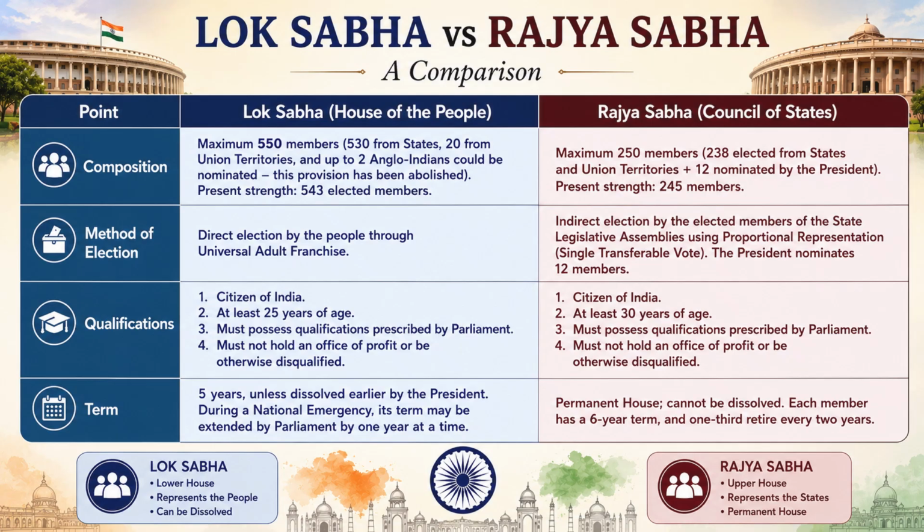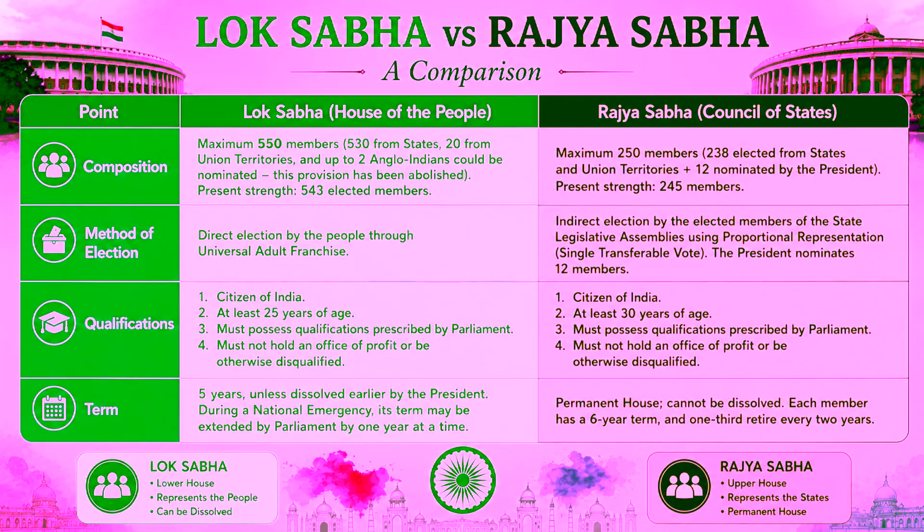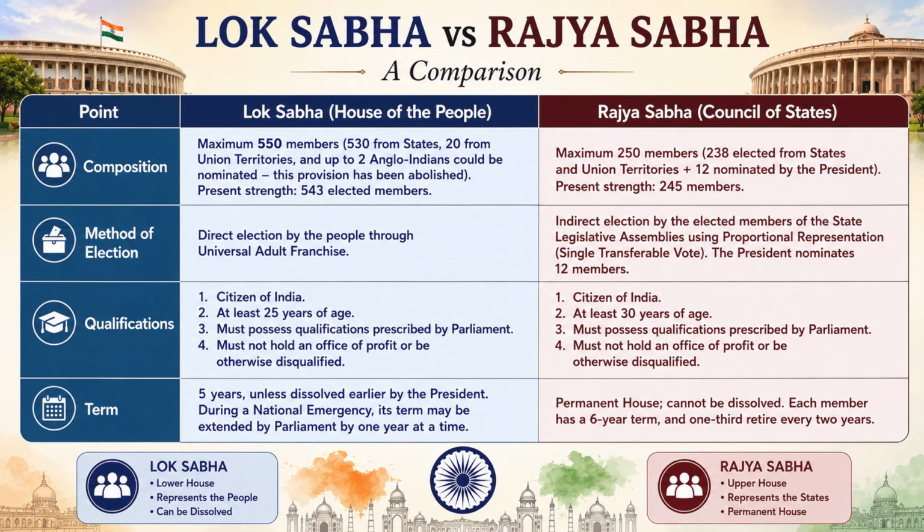Now, Lok Sabha is also known as the House of the People, and Rajya Sabha is known as the Council of States. Now, we'll be discussing the difference in name under the method of election because it will explain why the names are different. First, we'll see the composition. Now, the maximum number of members a Lok Sabha can have are 550 members. So, the 550 members which are there, out of which 530 will be what? The members who are elected from the states. There'll be 20 from the union territory.